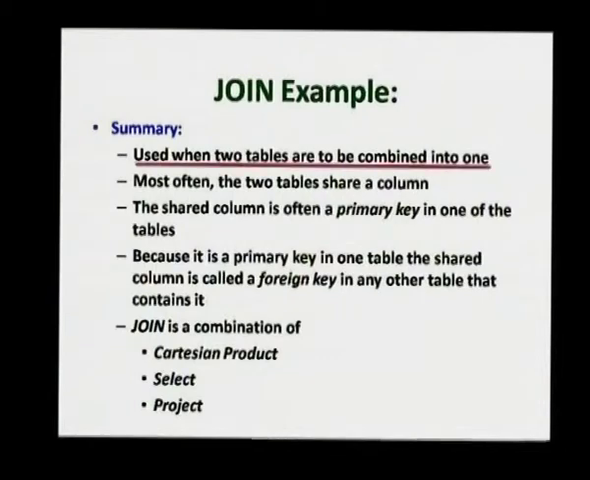Now what we have done is use two tables and combine them into one. Most often the two tables will share a column. The shared column will most probably be the primary key in one and the foreign key in the other. The join operation is a combination of Cartesian product, which just combines the two tables without any conditions, and select, which selects the rows where the two column values are equal. If that is not true, then you cannot have a join operation between those two tables. Then you have a project operation where you remove the duplication.